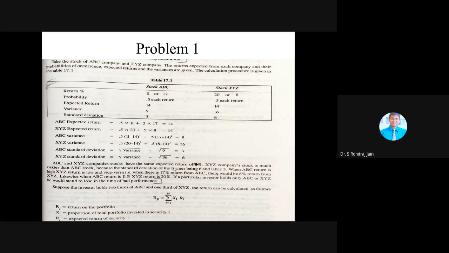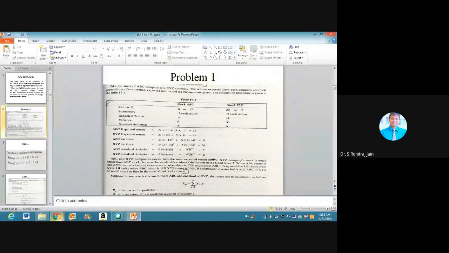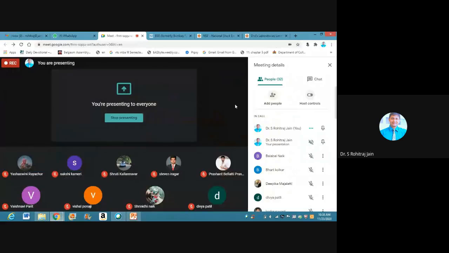So till here, everyone has understood what we have calculated. We have calculated expected return, then variance, then standard deviation. Any query, please stop and ask me. Shall I go for the next part? The problem still continues, students. We still have to calculate the correlation coefficient for this problem. Shall I go ahead, or any doubt here?